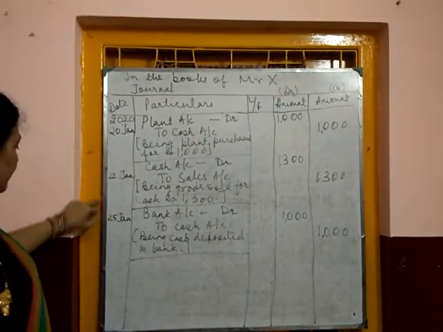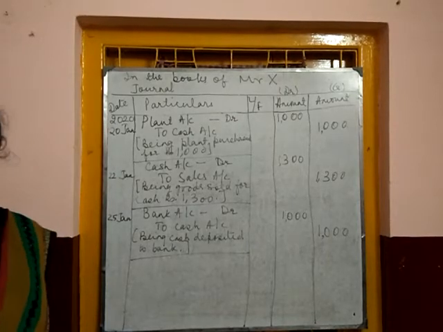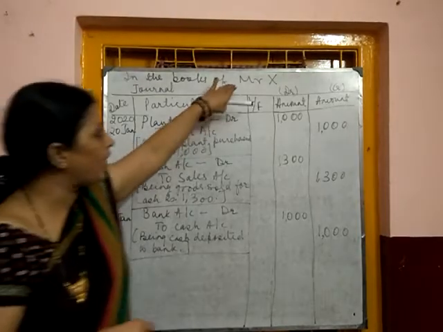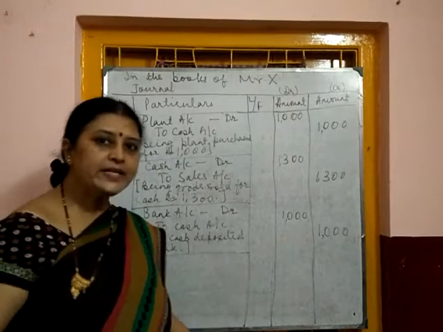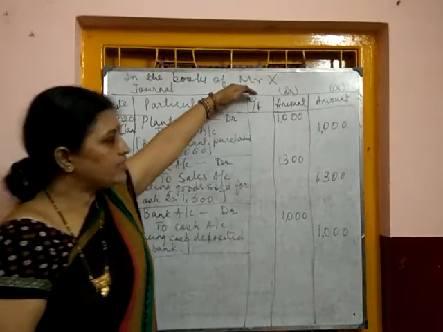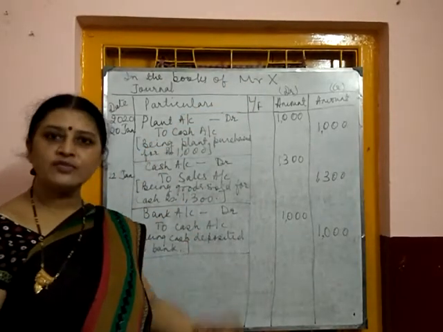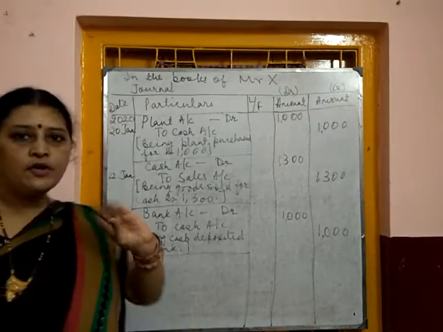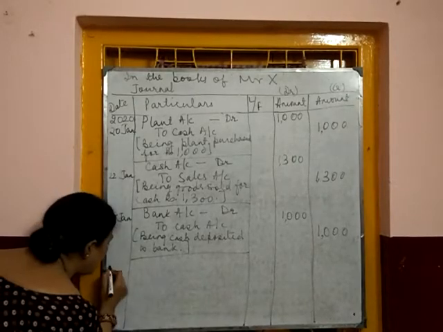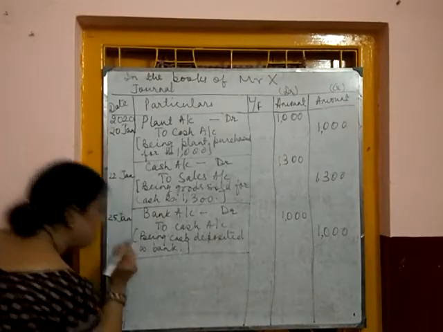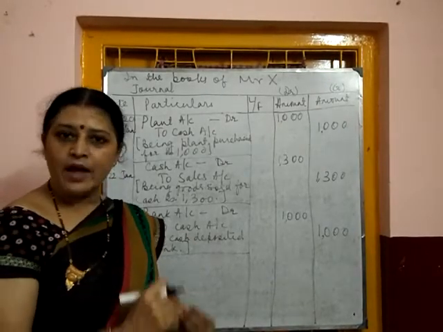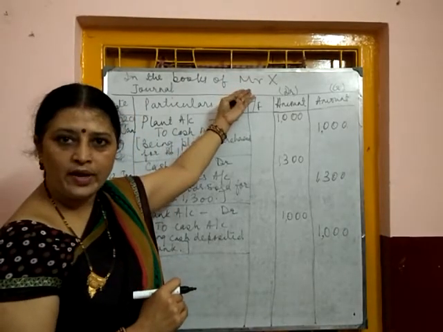Okay. After this, on 28th January, this proprietor is withdrawing from business for his personal use, say rupees 500. Mr. X is withdrawing from business for his personal use. How much? 500. On which date? On 28th January. So we are writing here as 28th January. He has withdrawn from business for personal use. That becomes drawings. So drawings belongs to the proprietor. It has to be debited.